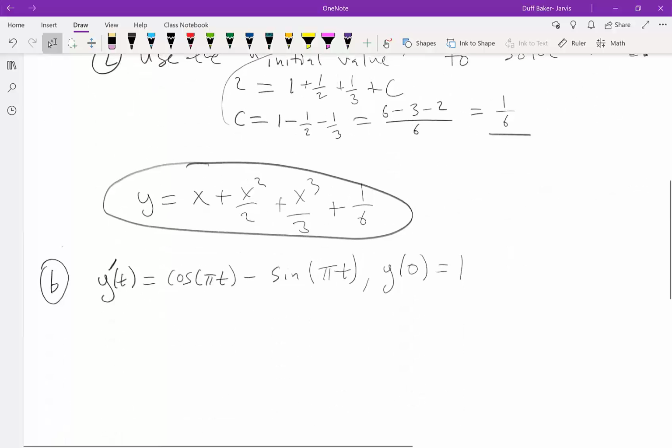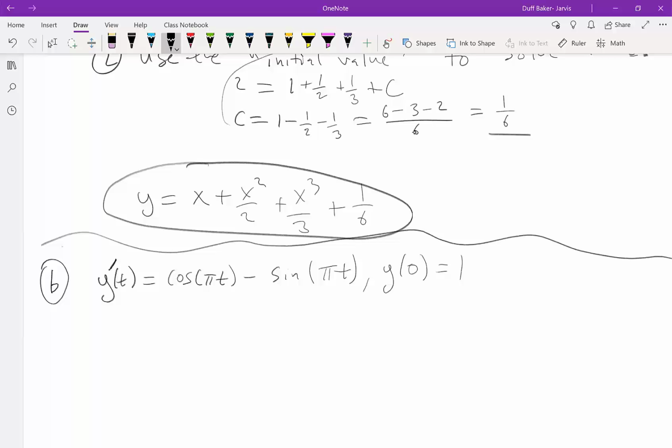Okay, let's try another one. Unless there's questions. Okay, so again, we would start here by finding the antiderivative, the most general one. But here we have this pesky little pi inside the cosine, right? So we have to do a little bit of guess and check, right?